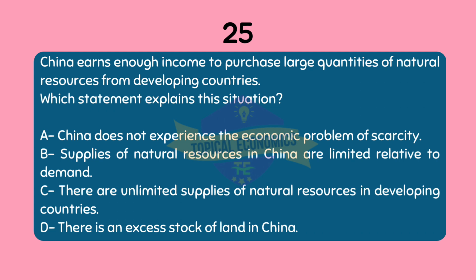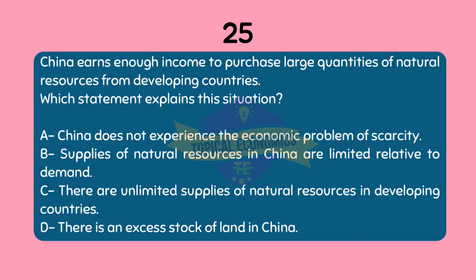The correct answer for this question is option B. Supplies of natural resources in China are limited relative to demand. This statement explains the situation because China's demand for natural resources exceeds its domestic supply, prompting the country to import large quantities from developing nations. The limited availability of certain natural resources within China relative to its high demand necessitates purchasing these resources from other countries. The other options given are less accurate. Let us look at those as well.